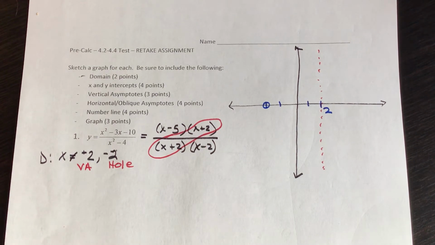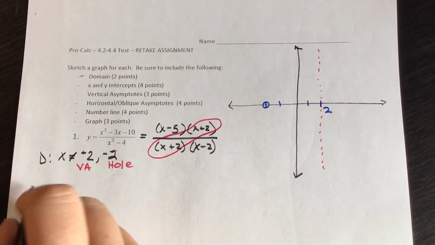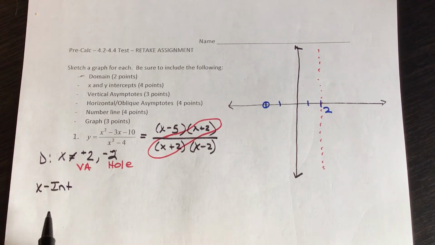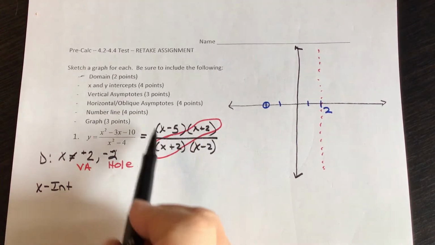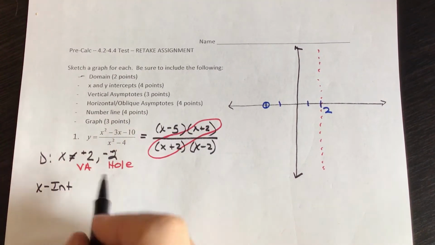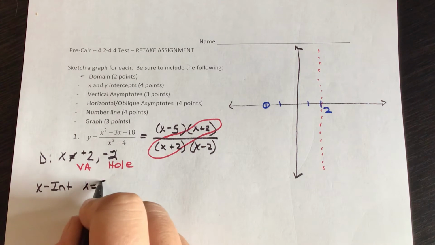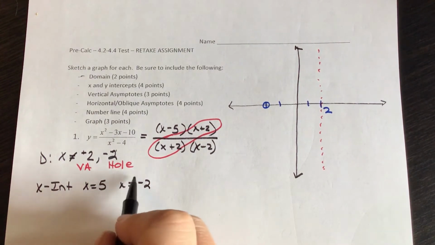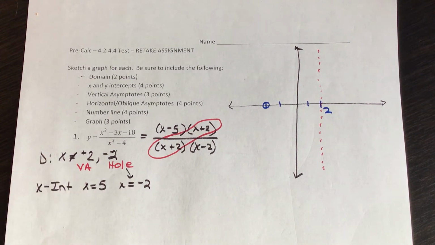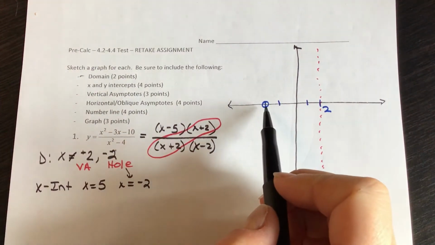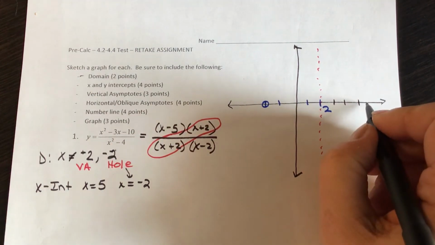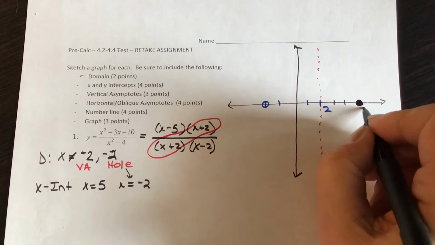Next thing we need to do is find our x-intercepts. So the x-intercepts come from the zeros in the numerator. So I'm looking at the zeros in the numerator up here, so that would be x equals 5 and x equals negative 2. Now remember, we have that hole at negative 2, so it's not necessarily going to be an x-intercept. But I do have an x-intercept at 5. I'm going to draw that in here.